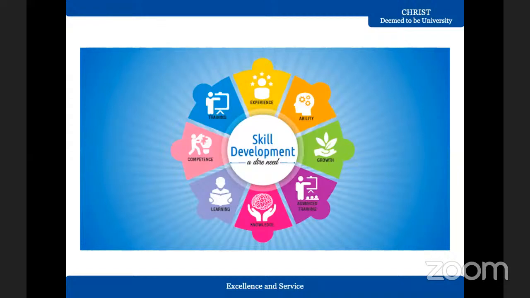For example, if you have knowledge, that knowledge has to have experience, then only you can use that particular skill. And if you are a very good learner, the ability of learning will make you a successful skill-oriented person. All your competence will be part and parcel of your entire growth. And whatever training you take or lead, if it is an advanced training, that particular skill will make you a part and parcel of Industry 4.0.